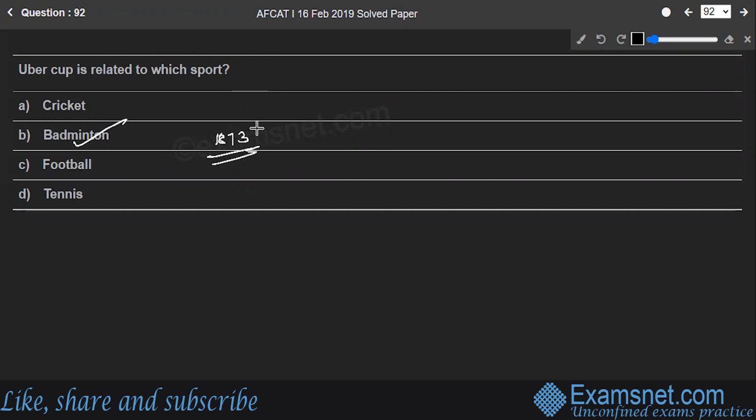The roots of the sport can be traced to ancient Greece, China, and India, and it is closely related to the old children's game, that's battledore and shuttlecock. So we have option B, that is badminton, as the answer to this question.